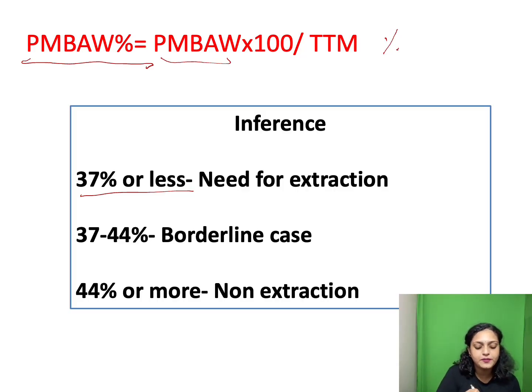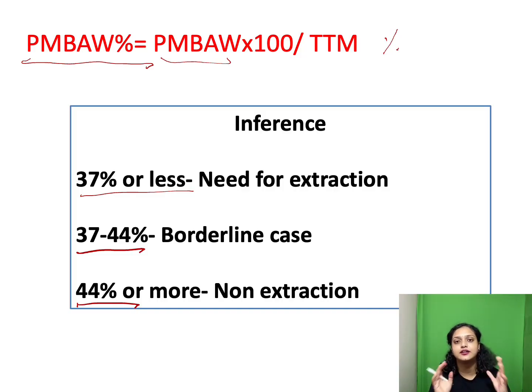If the premolar basal arch width percentage is 37 to 44%, it means that you can expand it a bit but not so much. So it's a borderline case. Based on the clinical situation, you need to take a call. Next is 44% or more, which means the arch is constricted. You can expand it, and you can gain space.